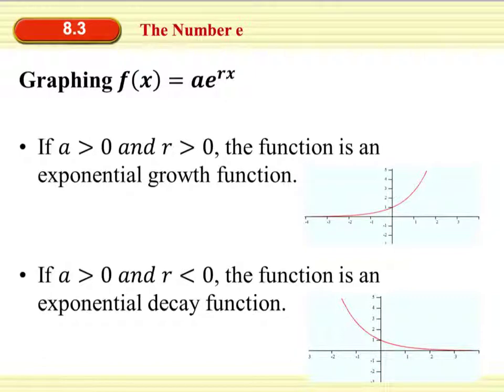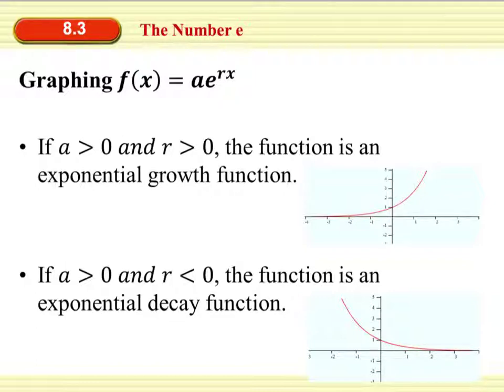Just like back in section 8.1 and 8.2, when we go to graph the function f of x equals a e to the rx, we're going to end up with something that either looks like an exponential growth function or an exponential decay function. Now, just by looking at the function, without having to graph this on your calculator, you can tell just by looking at your equation.